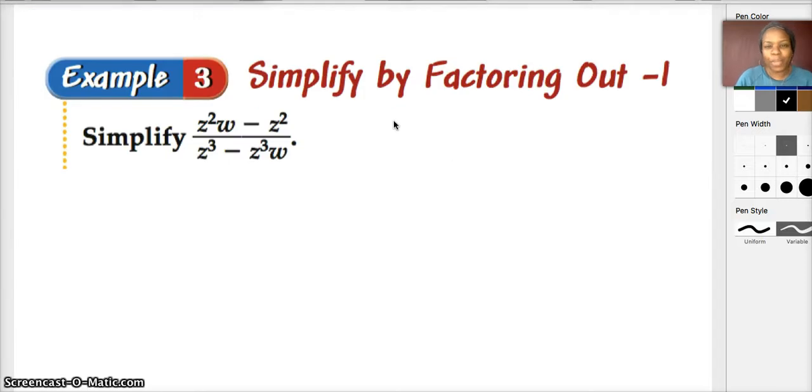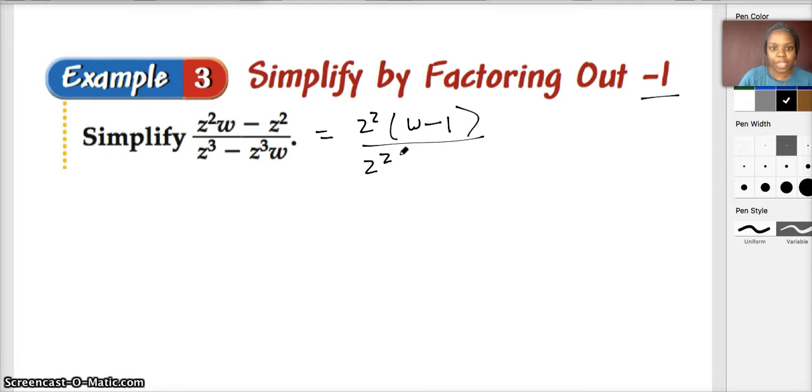In example 3, we have an idea that we can simplify by factoring out a negative 1. So what we'll do is we'll factor as usual, but we'll see how this idea of negative 1 will come into play. I'm going to factor the numerator completely by factoring out z squared. What I'm left with is w minus 1. I'm going to factor z squared out of the denominator as well, and clearly, actually z to the third power.